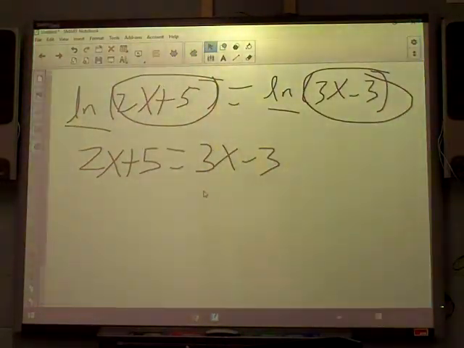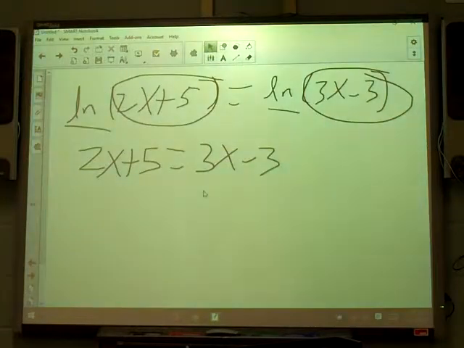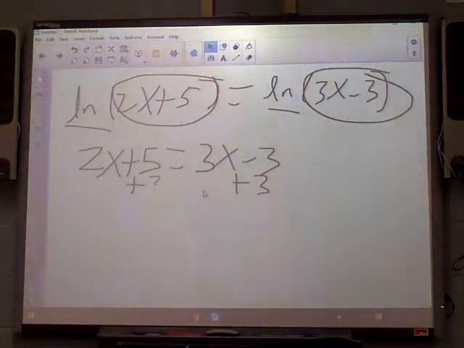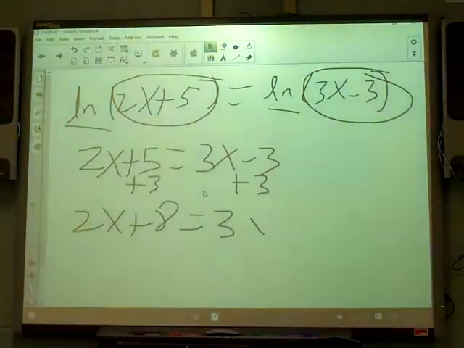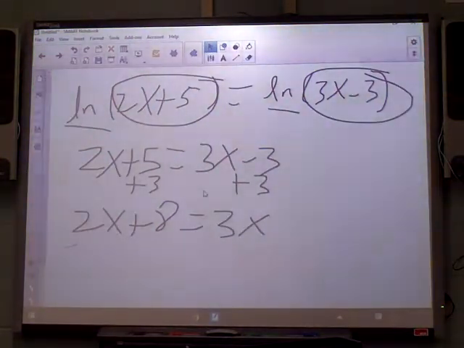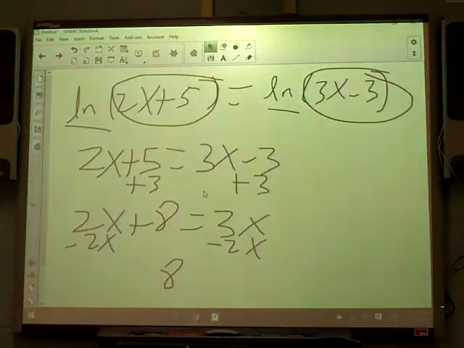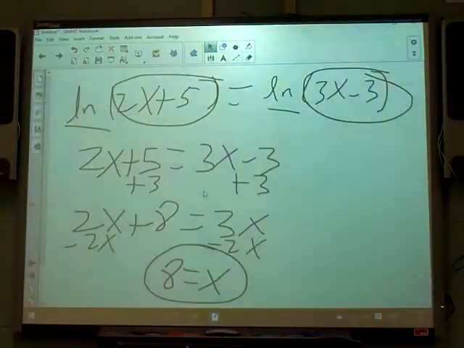So you got 4 places there that you could start solving this equation at. It doesn't matter which one. Okay, Stephen would add 3. So that gives you 2x plus 8 equals 3x. Now he doesn't have a choice. He would have to subtract the 2x. So that just gives you 8 equals 1x.